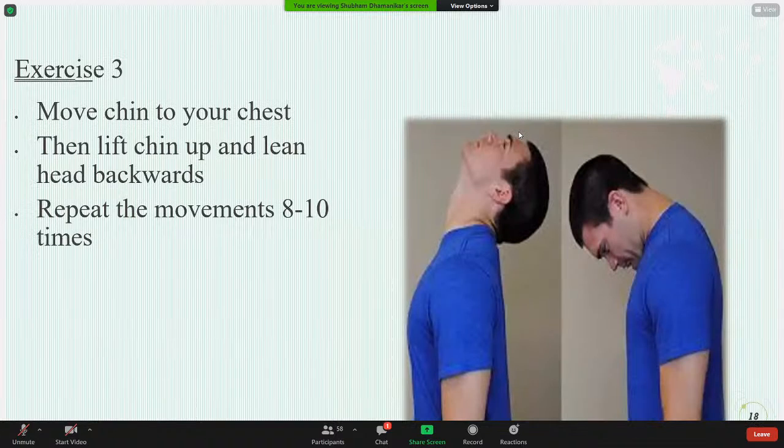Third is move chin to your chest. As you can see in the picture, you have to move your chin to your chest level, and then lift your chin up and lean your head backwards. This you have to repeat for 8 to 10 times.